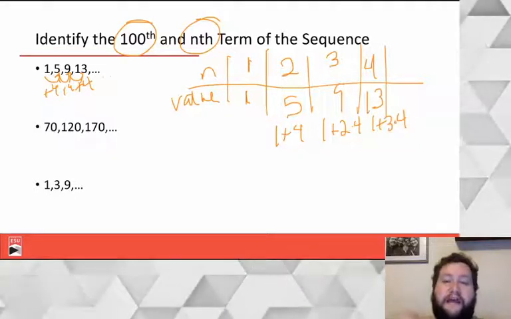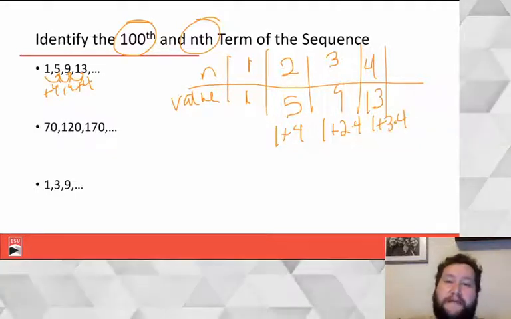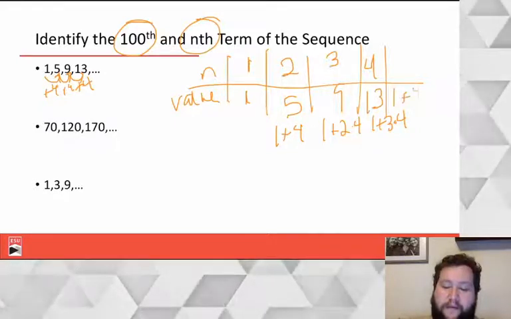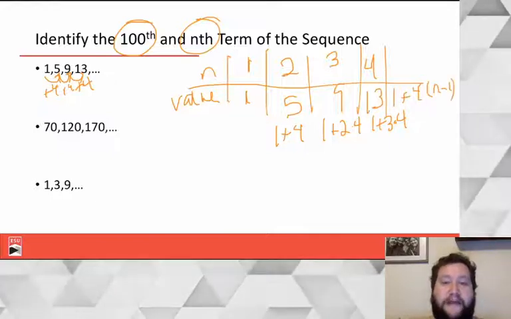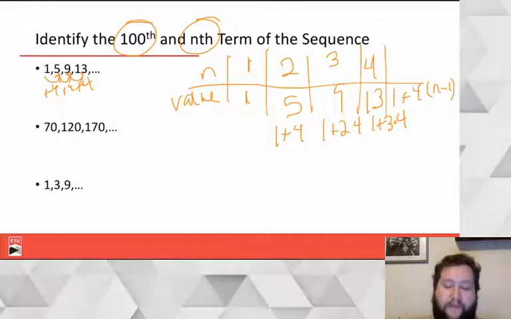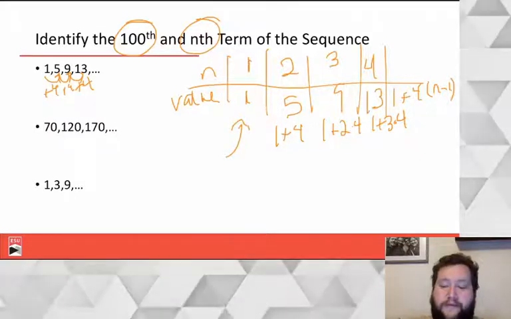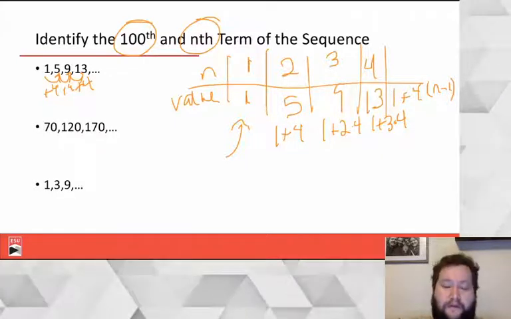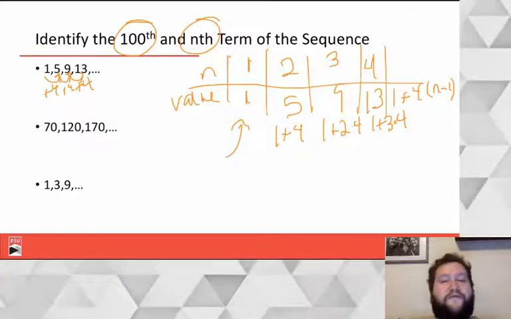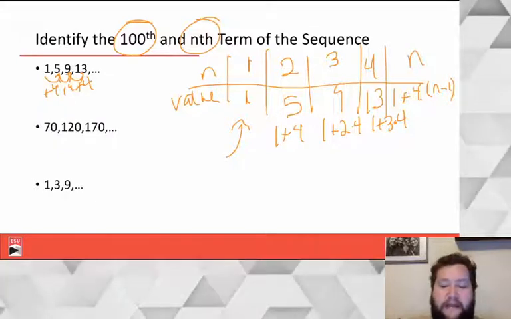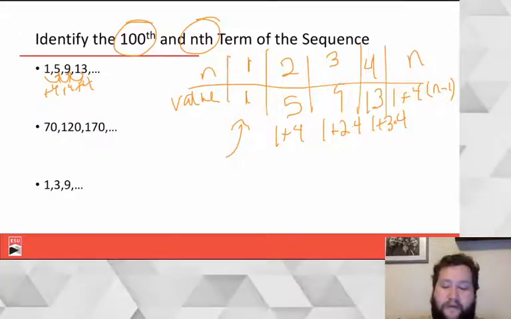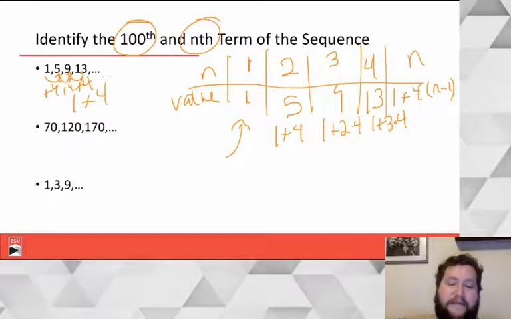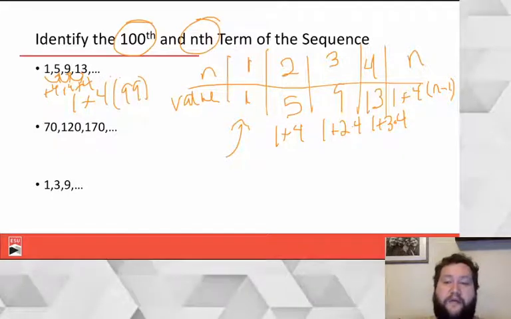And so just like that middle pattern where we had an n minus 1, we have 1 plus 4 times n minus 1. And now let's check again, does that hold for when n equals 1? N minus 1, 1 minus 1 is 0, 4 times 0 is 0, and we're left with just 1. So that means for our nth term, we have 1 plus 4 times n minus 1. And then if we want to find our 100th term, that's just going to be 1 plus 4 times 99, because there will be 99 of these steps where we add 4.